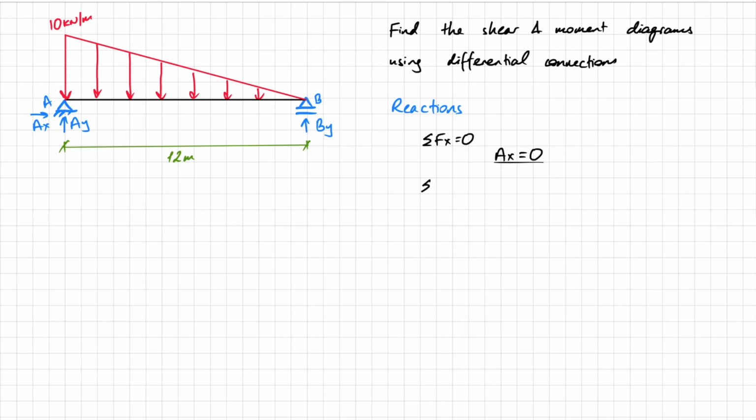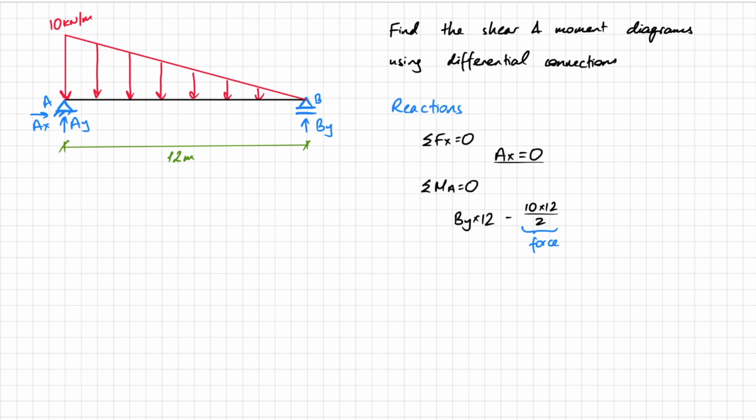Then we're going to do sum of moments around A equals 0, and in that case I've got By times 12, and then I've got this distributed load. Now remember, for a distributed load, the area gives you the equivalent load, so in this case it's minus 10 times 12 over 2, and that gives me the force. Okay, so remember area is force.